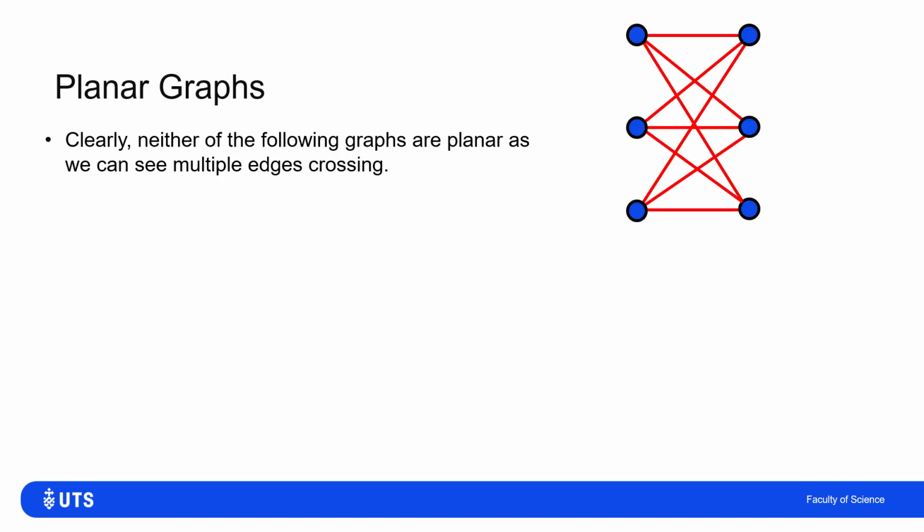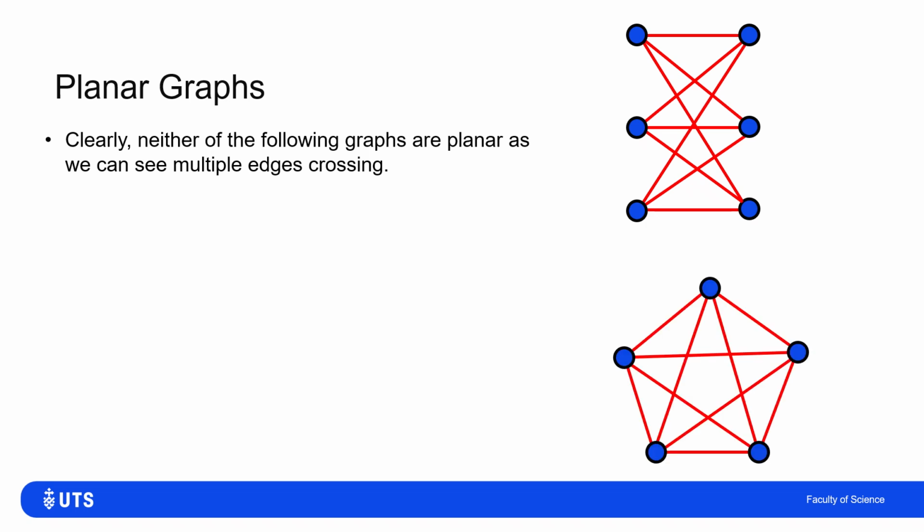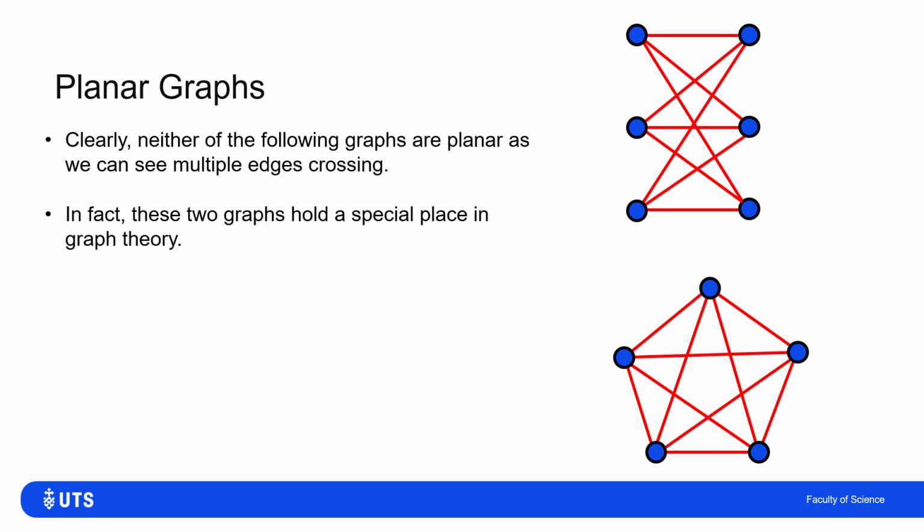Now, I put up 2 graphs here which are very clearly drawn to be non-planar, but whether or not a planar form exists for these 2, I haven't established that. I've just shown that here are two representations which are not planar. But in fact, these 2 are not planar, and they actually hold a special place in graph theory.